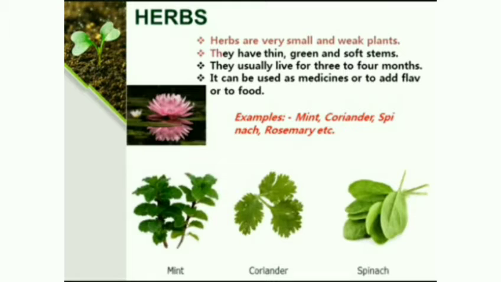Next type is herbs. How can we identify herb plants? Herbs are very small and weak plants. They have thin, green and soft stems. They usually live for 3 to 4 months. They can be used as medicines or to add flavor to food. Examples are mint, coriander, spinach, rosemary, etc.